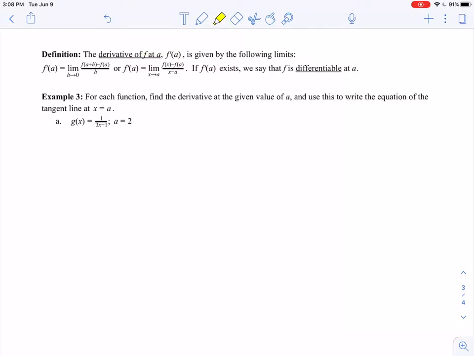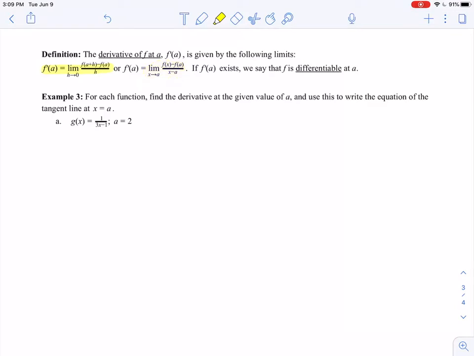So one is just the same limit that we've been looking at. So f prime of a equals the limit as h approaches 0 of f of a plus h minus f of a, all divided by h. You can also use this definition, the limit as x approaches a of f of x minus f of a, all over x minus a. I don't really like this second definition as much, but it is one that you can use.